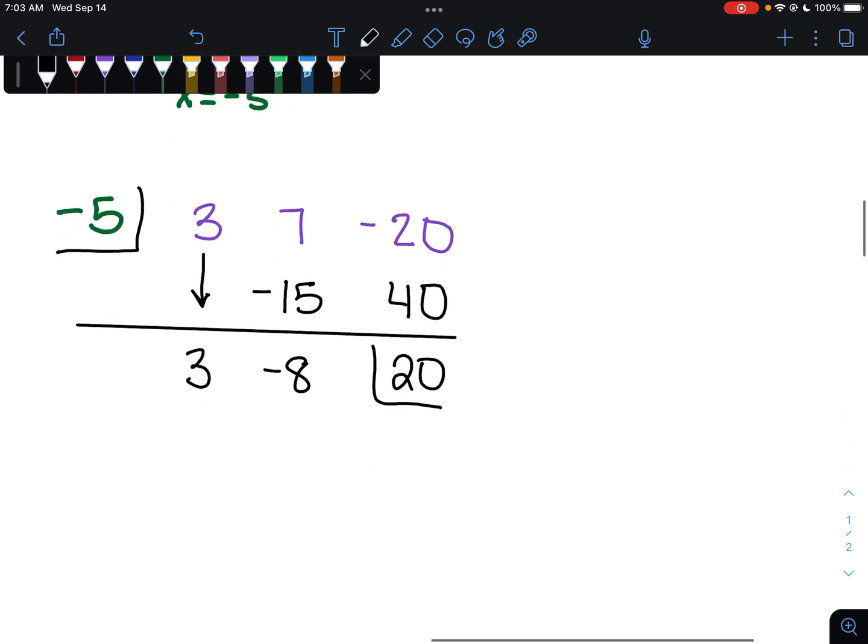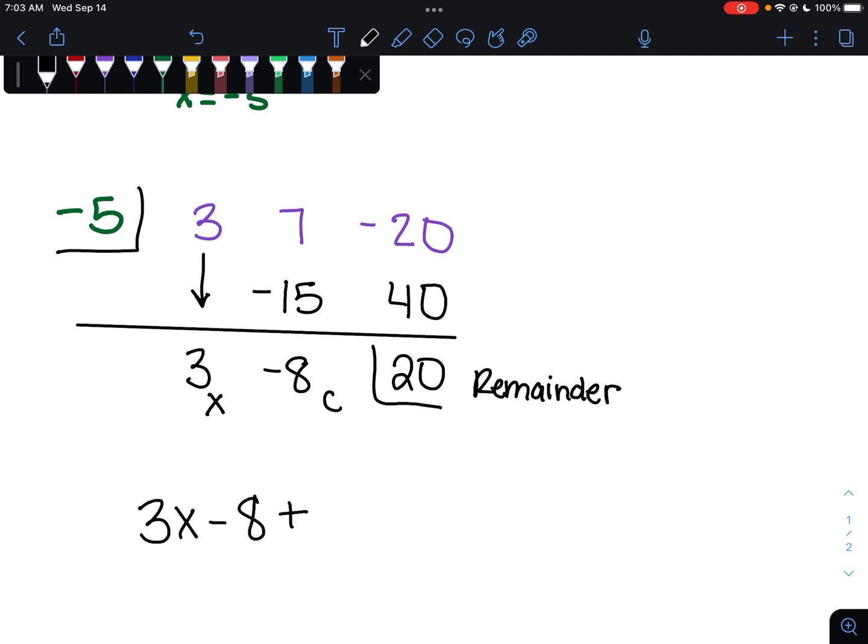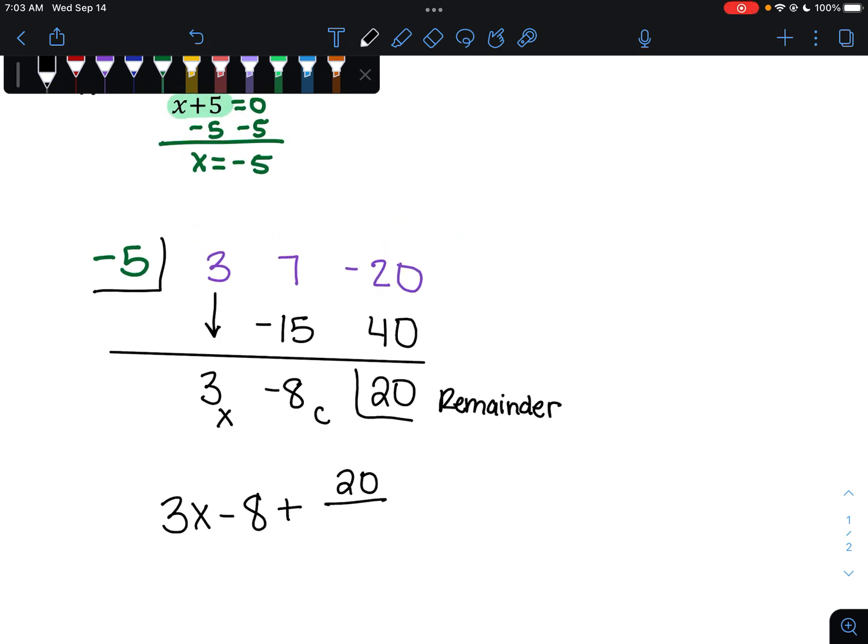So now I have my remainder, my constant, and my x term. So my final answer is 3x minus 8 plus 20 over what we were dividing by, and we were dividing by x plus 5. So that right there is our final answer.